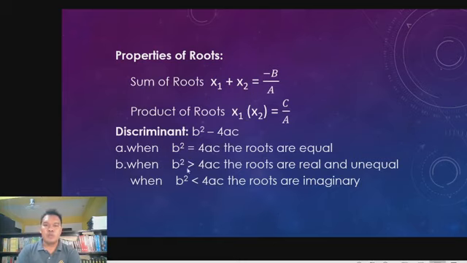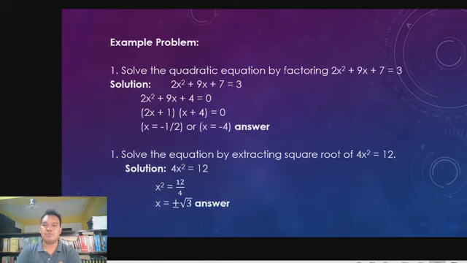Then, when b squared is greater than 4ac, we have roots that are real and unequal. So, kapag b squared is greater than 4ac, we have roots na whole number or real number pero magkaiba po yung value. When b squared is less than 4ac, the roots are imaginary. So, may square root of negative something na yan or imaginary numbers.